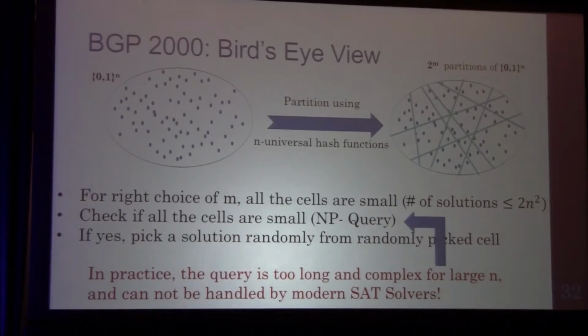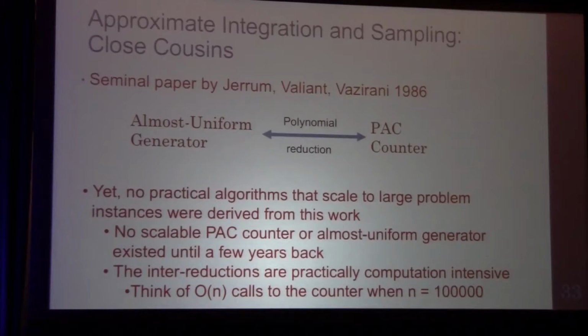This query that we need to do, figure out whether all the cells have become small enough, turns out to be very hard to do if you're using n-universal hash functions, which involves elements of the Galois field, a very large Galois field of very large order.